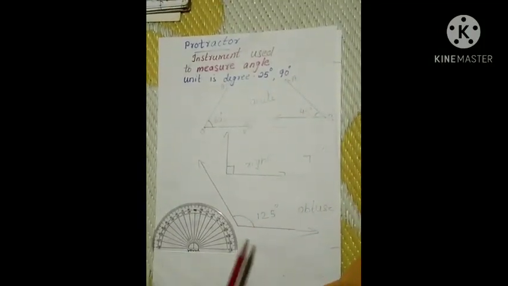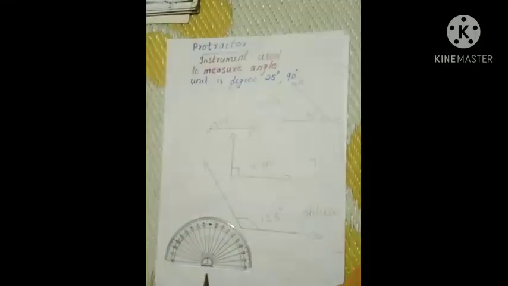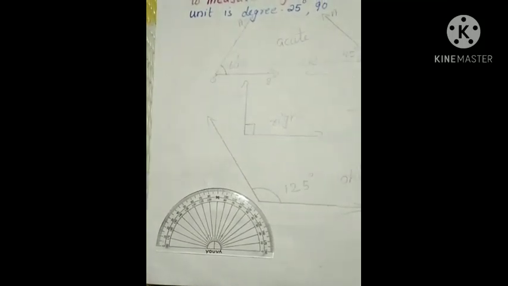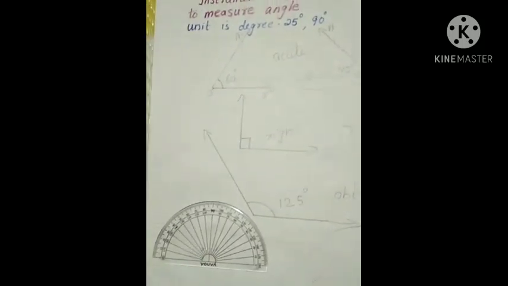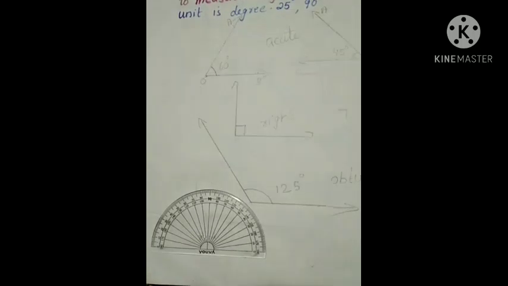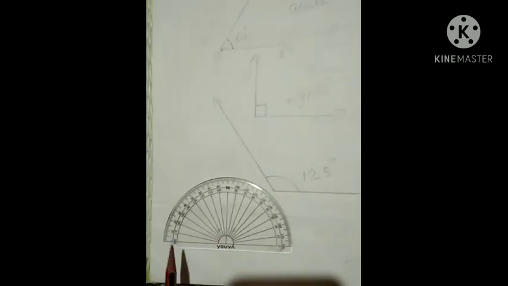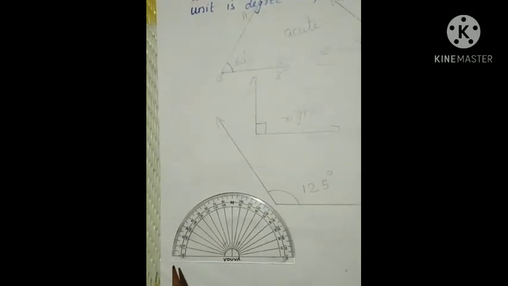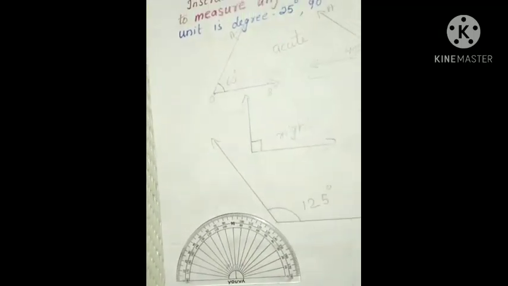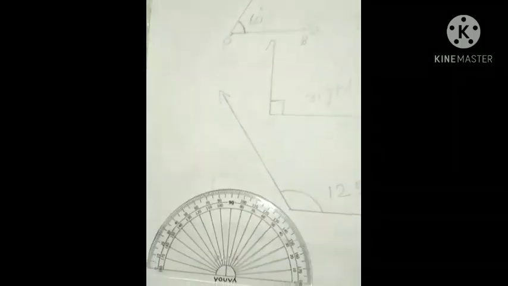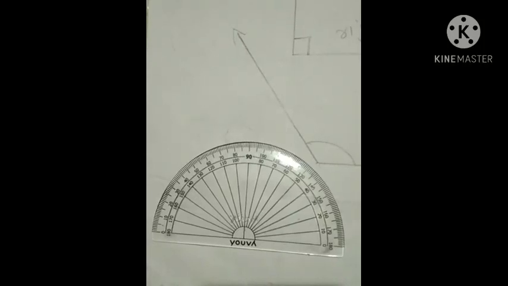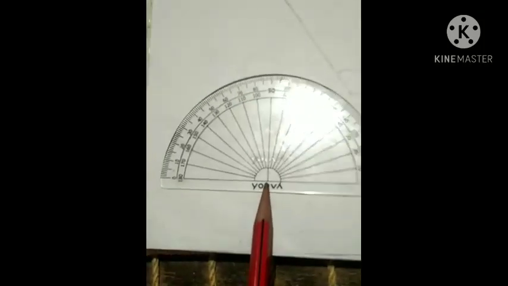Listen here. Can you see an instrument here in the book? That is called a protractor. This instrument is used to measure angles. In this protractor we can see a baseline. From the left side and the right side, both directions, 0 to 180 is represented. From right to left also 0 to 180. This is called the baseline, and there is a center.